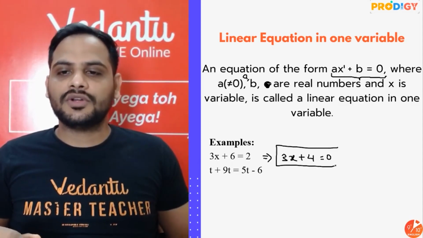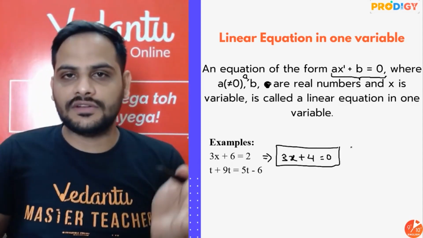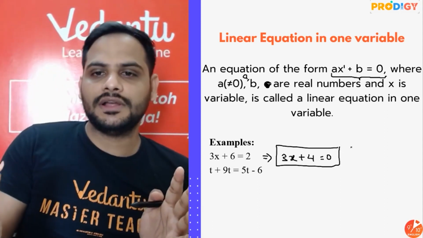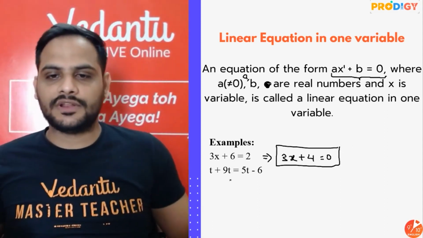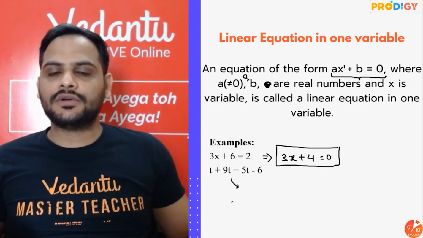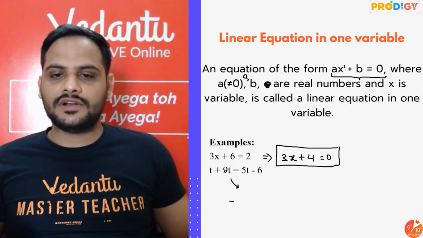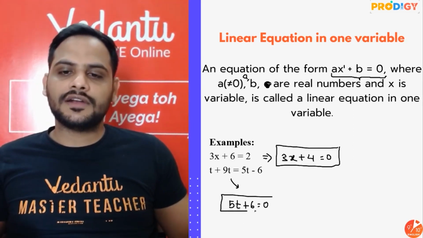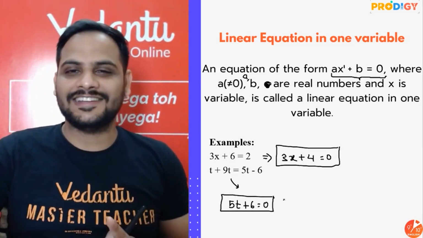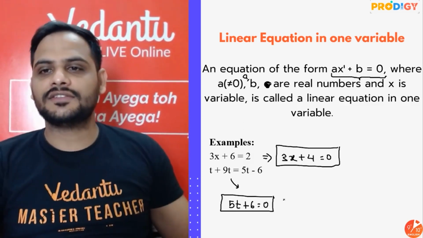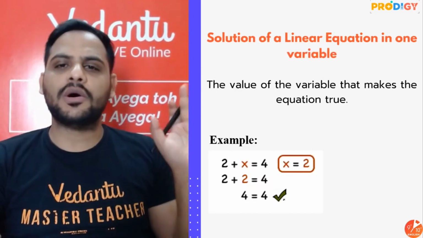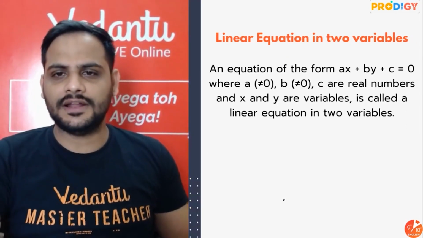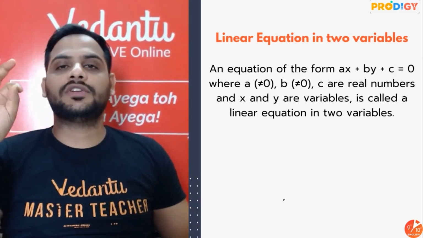This is in the standard form. So all linear equations in one variable can be converted into standard form. For example, over here, shift 5t over there. So t minus 5t will be minus 4t plus 9t. Okay, so it is 5t plus 6 equal to 0. I shifted everything to that side. So again, it is in the standard form. This is your linear equation in one variable, and we know how to solve this. Very easy type. Then comes your linear equation in two variables.